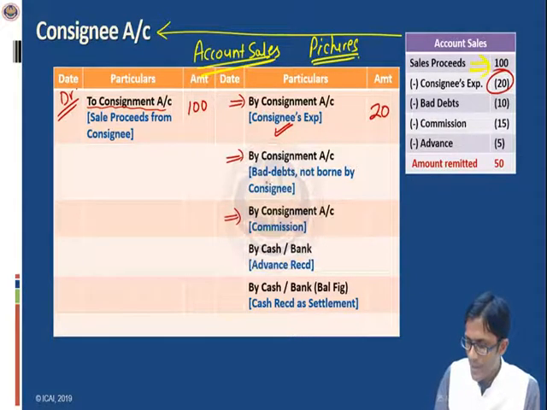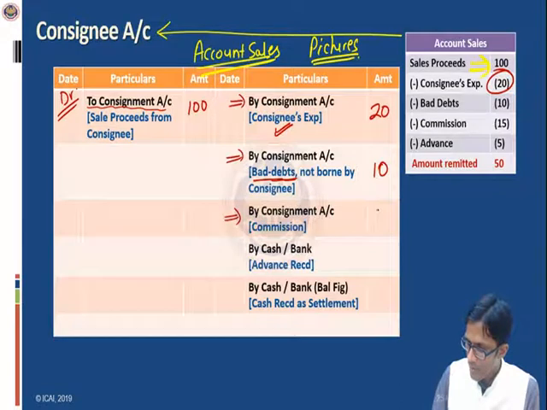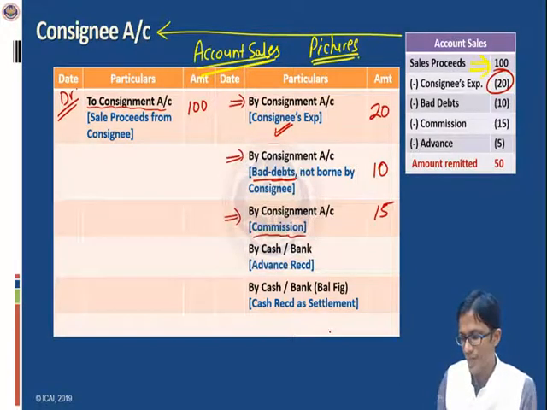Secondly, it will be credited by the bad debts, and bad debts, when will they be shown? Only when they are to be borne by consignor. That means when del credere commission is not given. Bad debts in our example is rupees 10. Thirdly, this account, consignee's account, will now be credited. That means consignee will be made creditor by the amount of rupees 15, which is the commission to be paid to the consignee.